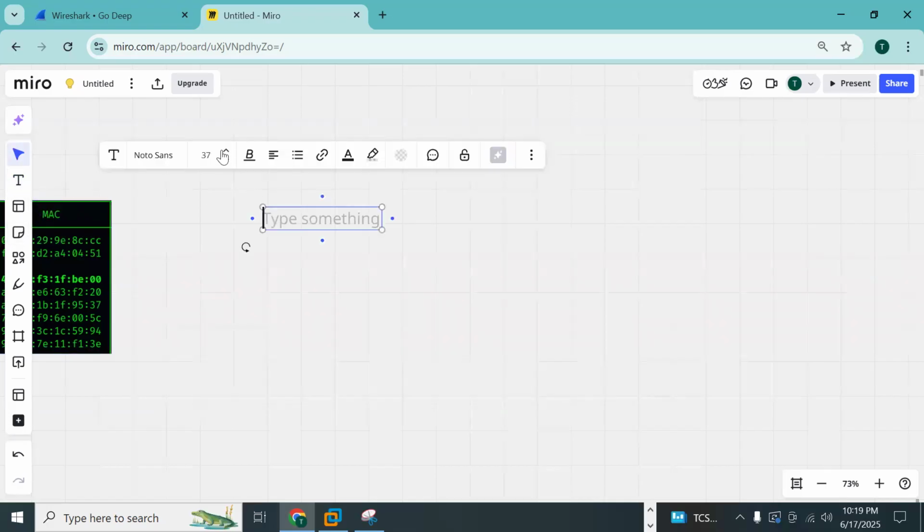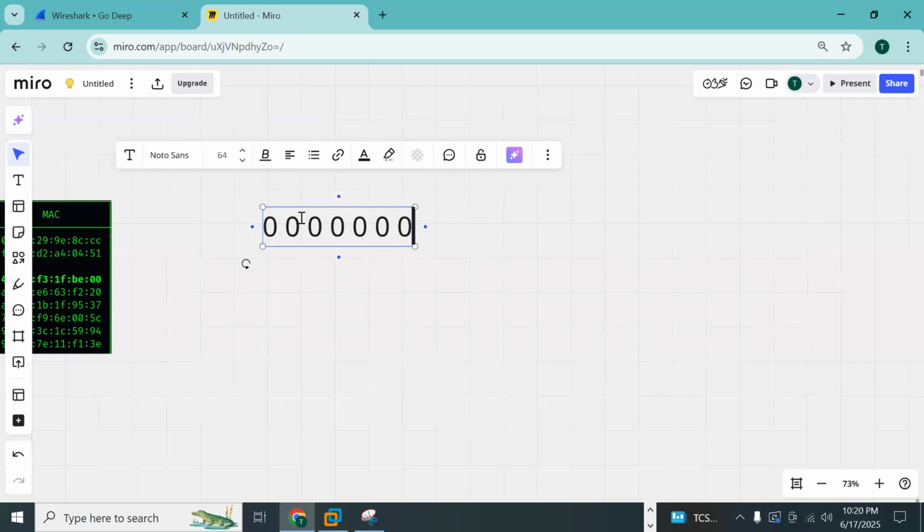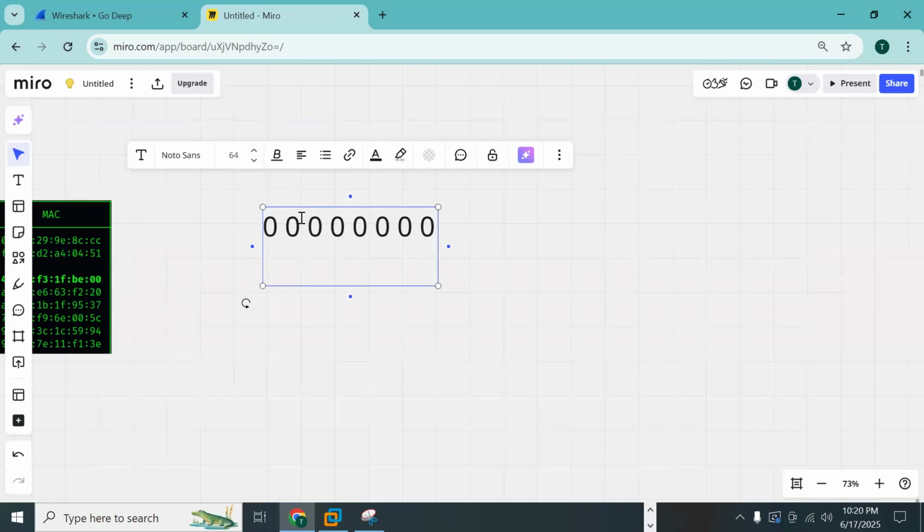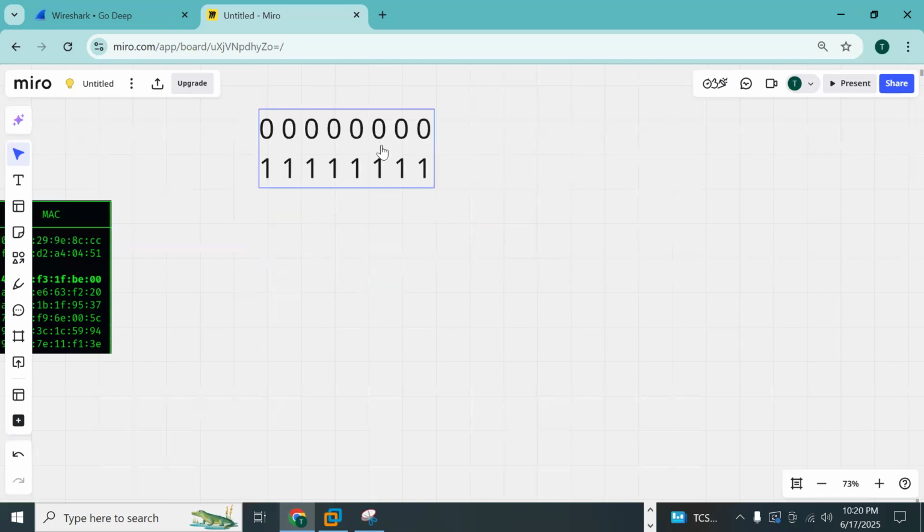Whenever we have binary numbers, the minimum value is zero, so it will be 8 zeros, 0.0000000. And the maximum value is one. So we have seen that the minimum value is zero and the maximum value is one. Based on this, it will be calculated.